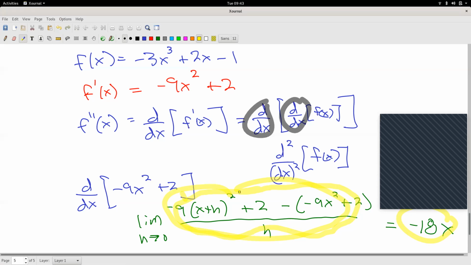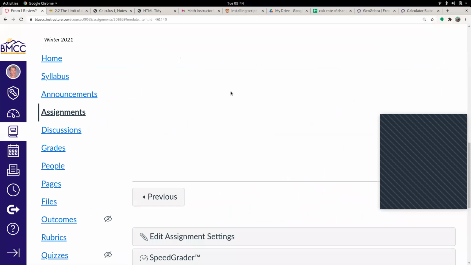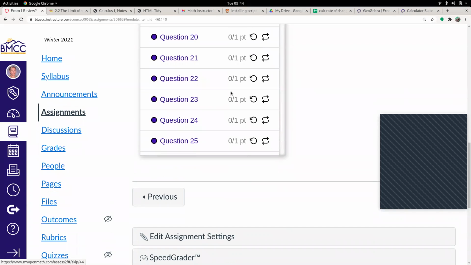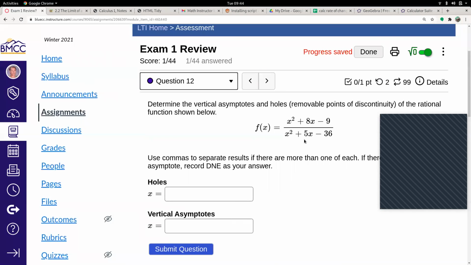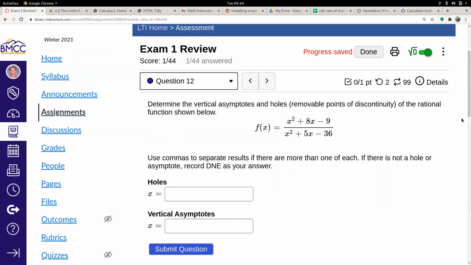All right, we got another one. Could you go over number 12 from the review? Let's see. So from this here, Evan. Number 12. Is that the one you're asking about? Yes. Okay. So determine the vertical asymptotes and holes of the rational function shown below. So this question should have been a review from your college algebra days. Let's give it a shot. Write it down, get to my notebook.